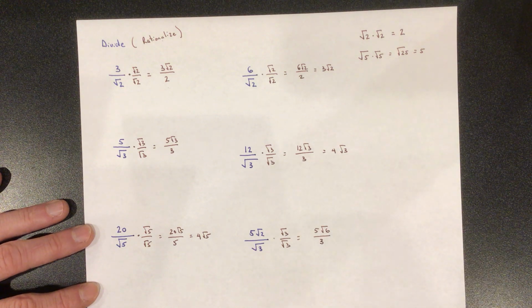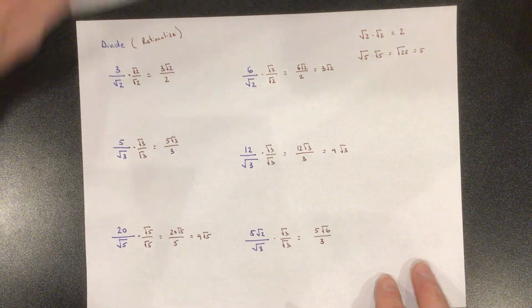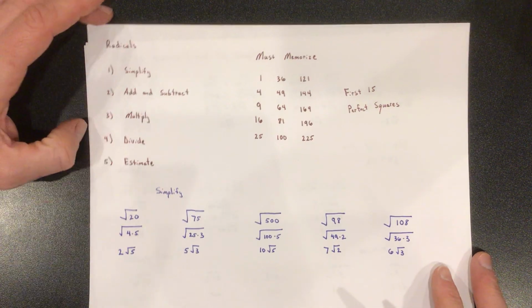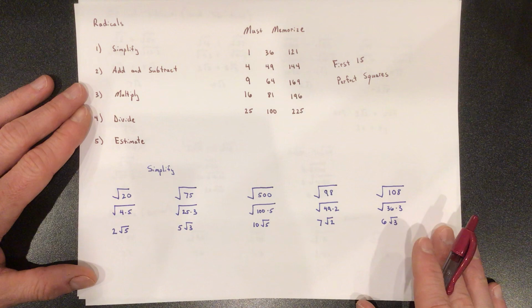5/3 is just 5/3. Okay, so we went through all the different operations you can do with radicals, and I know this video is long, but there's just a lot of different examples that I wanted to show you. So looking back, we need to be able to divide, estimate, multiply, add, subtract, simplify, and again, a lot of it really goes down to you having a good idea of all the perfect squares.